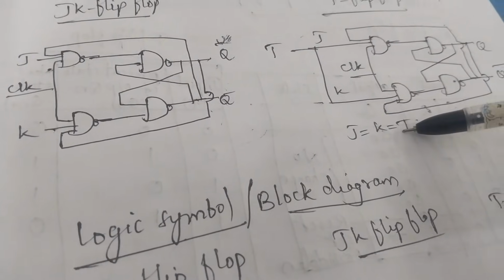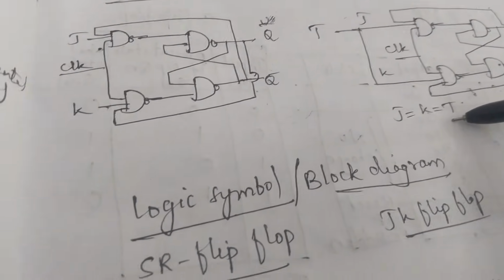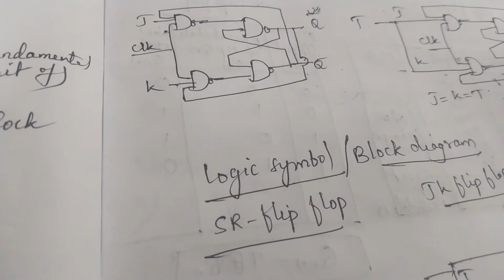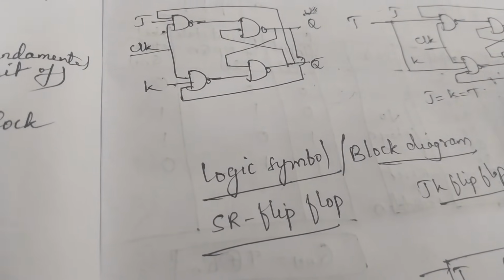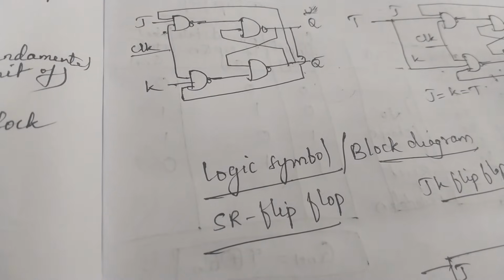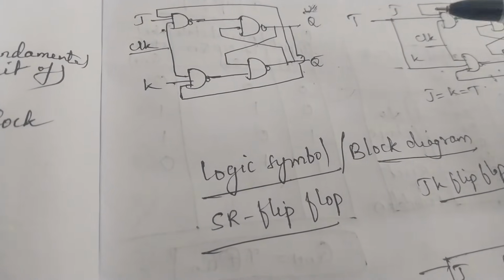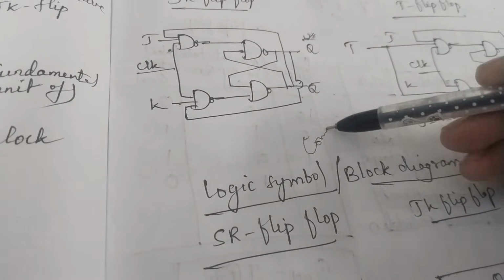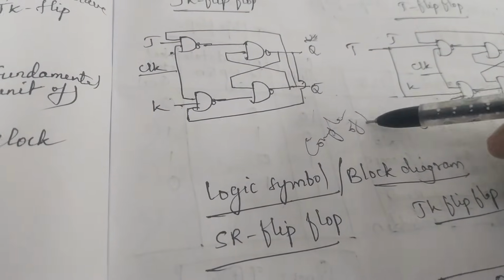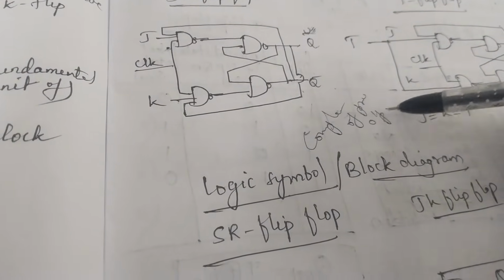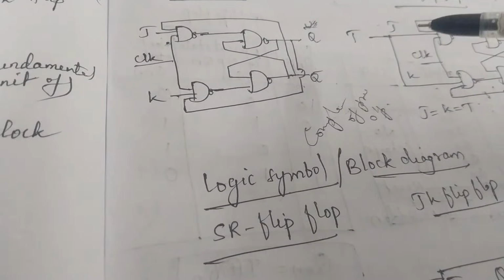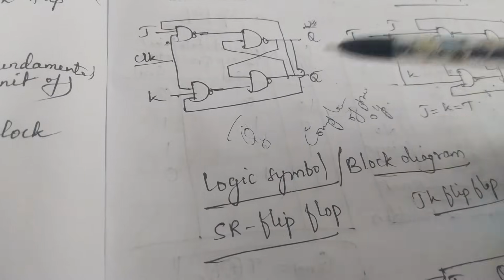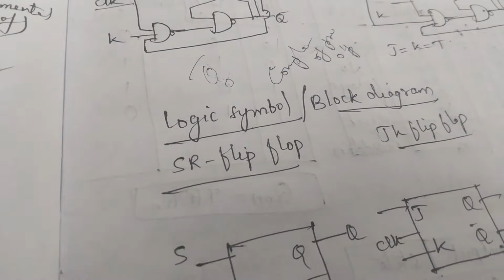Here T stands for toggle. Toggle, as I have already told you in my previous sessions, the previous videos which I have uploaded, in which I have discussed what toggle is. Toggle means the complement of the previous output. Complement of the previous output is called toggle. This question is important for 1 mark. That is, the complement of the previous output is called a toggle condition.